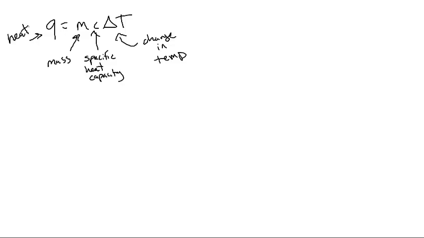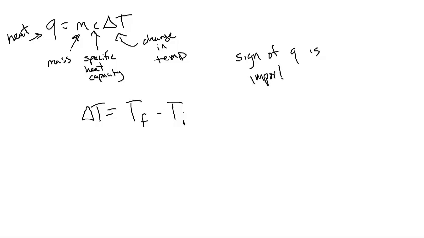Heat. So the heat gained or lost is based on the mass times the specific heat capacity times the change in temperature, where delta T equals TF minus TI. So the sign of Q is important.